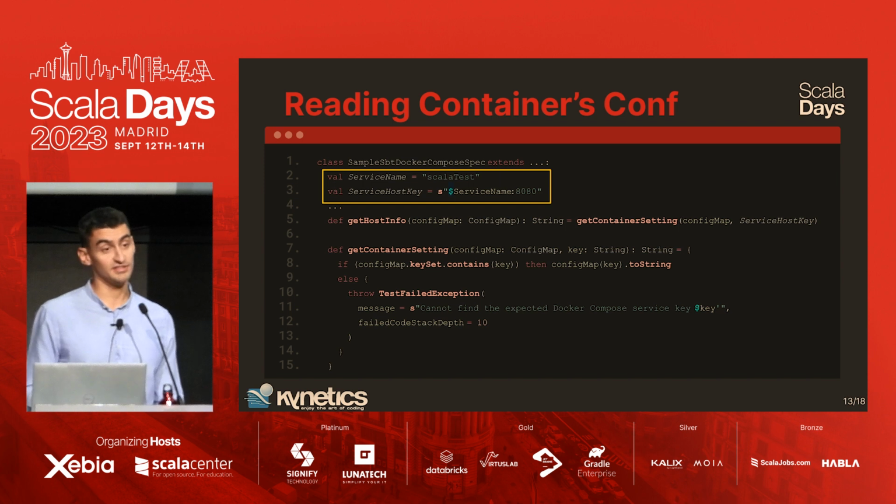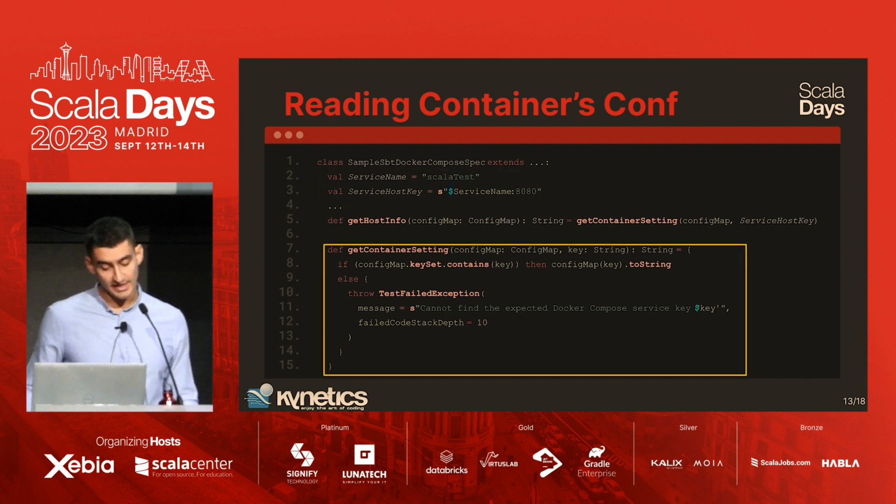It is not just this information. Any other configuration, such as passwords, file system bindings, and so on, has to be duplicated in the testing code and in the Docker-compose file. And then again, we use this information to extract the port mapping from the configuration map.